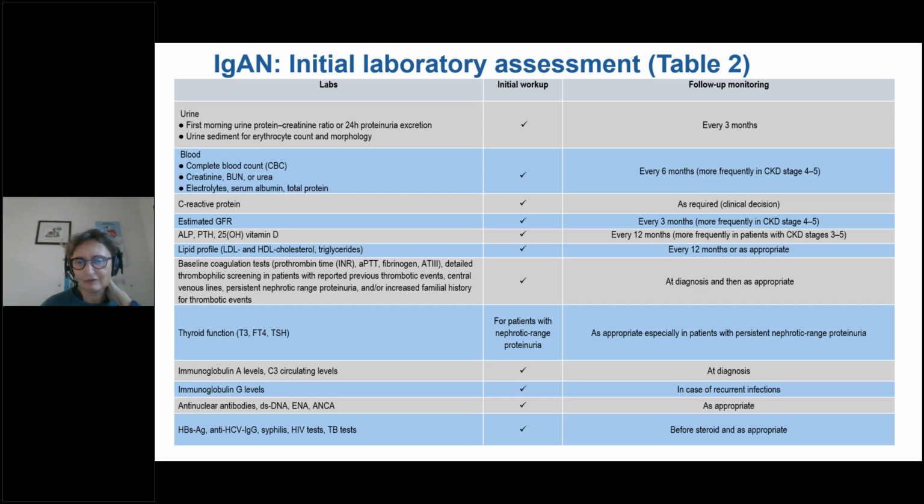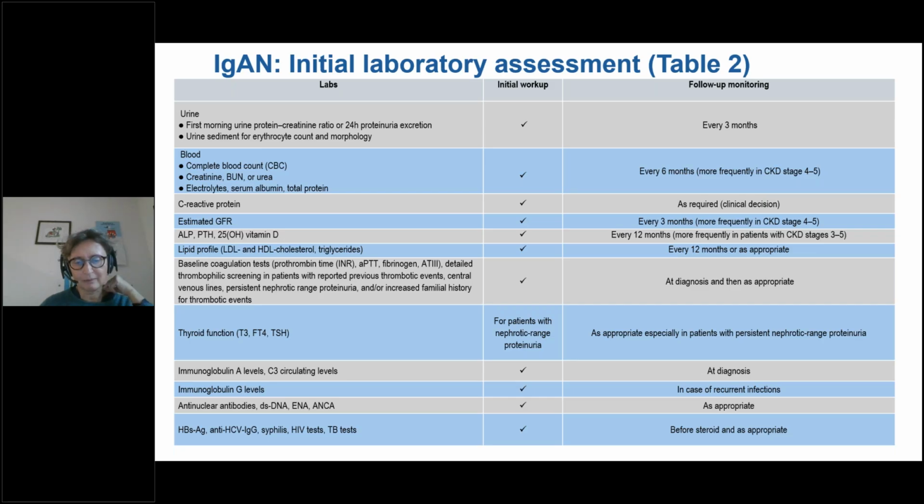Only if the patients have nephrotic range proteinuria, you check thyroid function. If you suspect that there may be a systemic involvement, you check circulating C3, especially if there's a post-infectious form, and IgA levels. These two exams, if it's not too difficult, are actually quite important to obtain. In case of recurrent infections, IgG levels can be useful. And if you suspect a vasculitis, anti-nuclear antibodies, anti-dsDNA, ENA, and ANCA are important.